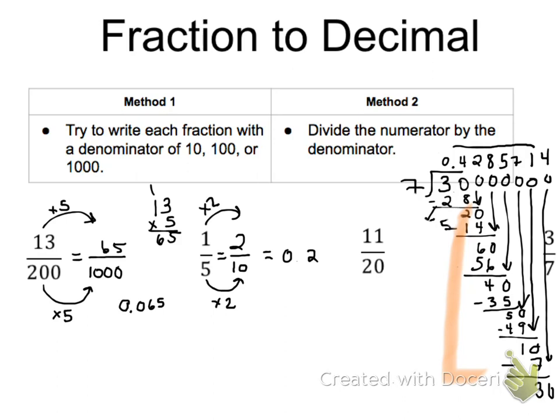So that means that 3/7 written as a decimal is 0.428571 repeated. Hopefully you can see that you can use either method 1 or 2 at any point, but sometimes method 1 is a lot easier than method 2.